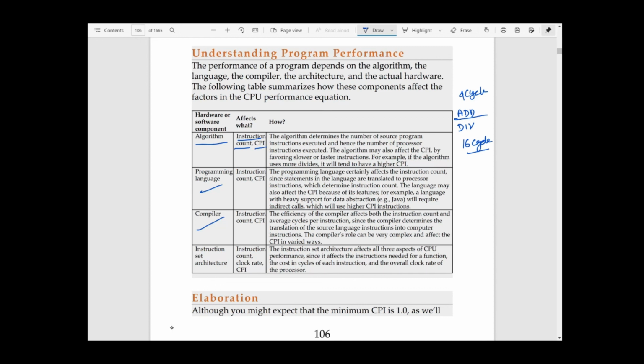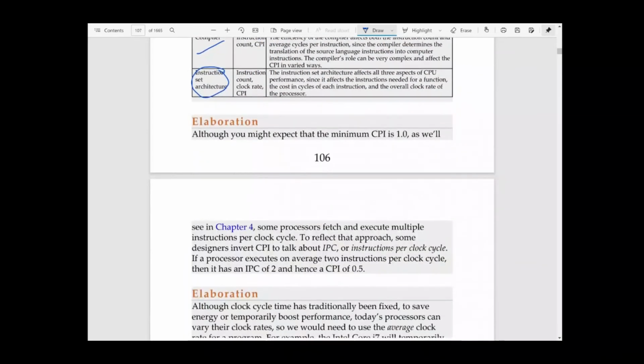And after the compiler, there is the instruction set architecture, the assembly language instruction set architecture. Instruction set architecture means how instructions will be executed. So the instruction set architecture can vary all three: instruction count can vary, clock rate can vary, and CPI can vary. So read this table to understand all the points that I have explained here. This is very, very important for you.